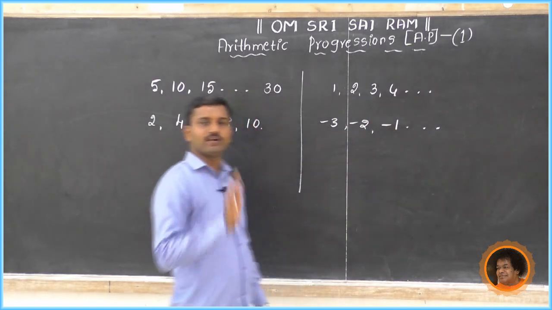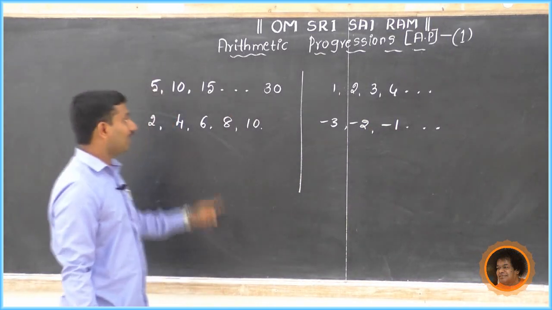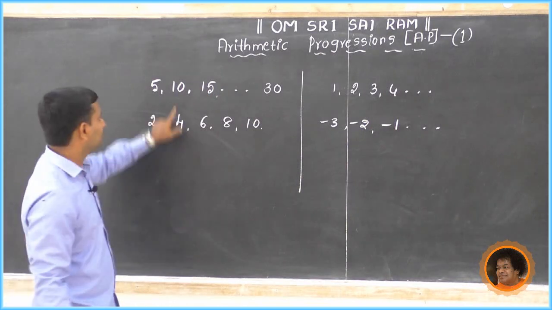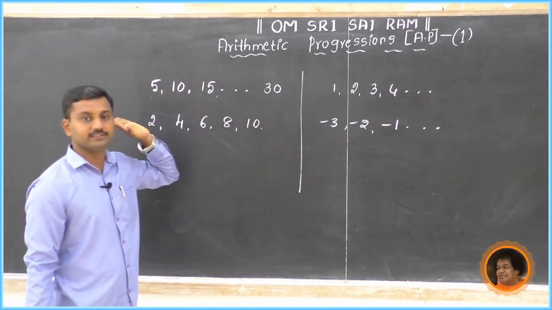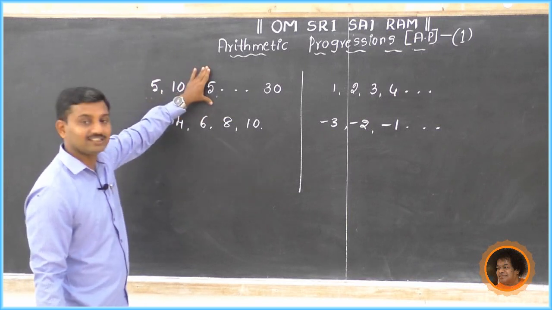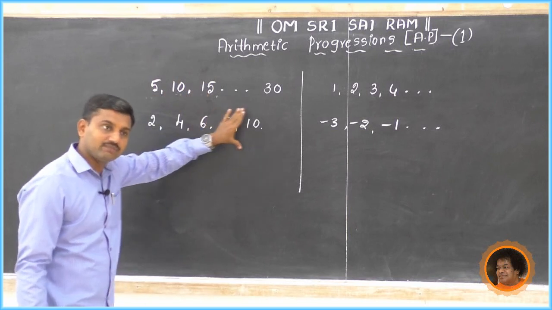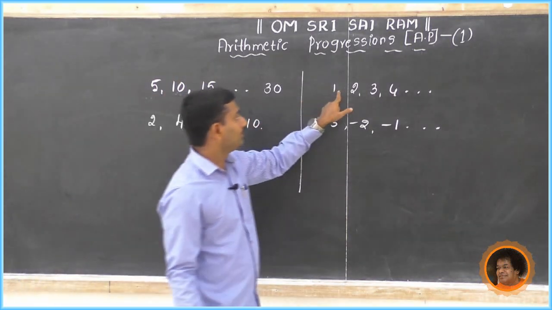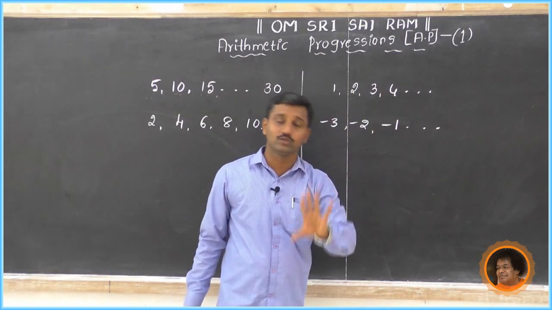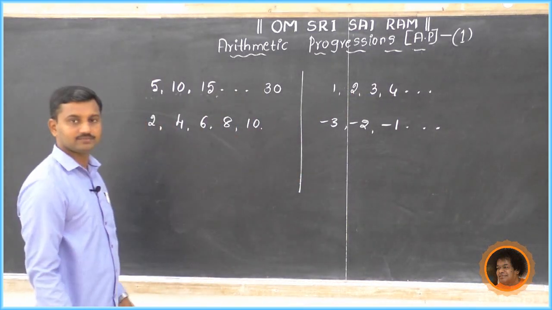What is the difference between these two lists of numbers? Note that the given lists of numbers are in AP. Why? Because the difference is a constant: 10 minus 5, 15 minus 10, that is 5. So the given list of numbers is in AP. Here also the given list of numbers is in AP. 1, 2, 3, 4 are in AP, and minus 3, minus 2, minus 1 are also in AP. But what is the difference? Just look at the examples.